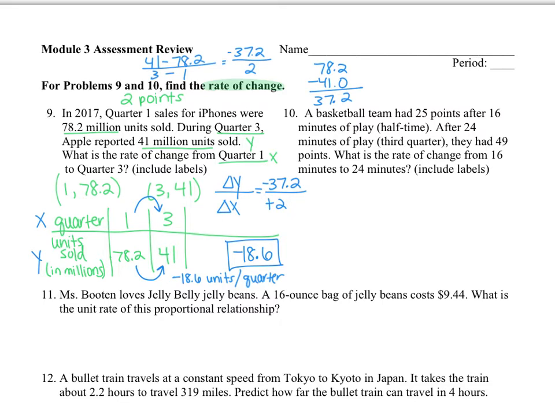So just make sure that you know which one plays the role of X, which one plays the role of Y, and that you're doing Y divided by X. And again, making a table is really helpful here.